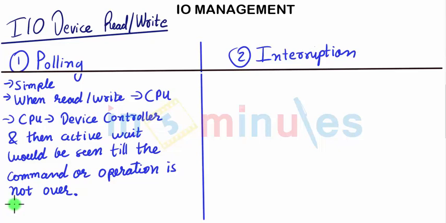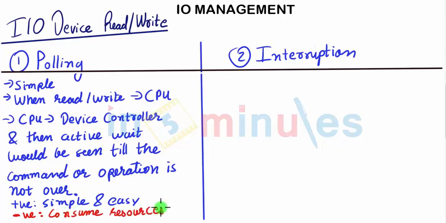The good thing about this is it is simple and easy, but the bad thing is it consumes a good amount of resources, and due to this resource consumption, this can also affect battery life. So the negative is that it consumes resources because of the active wait.